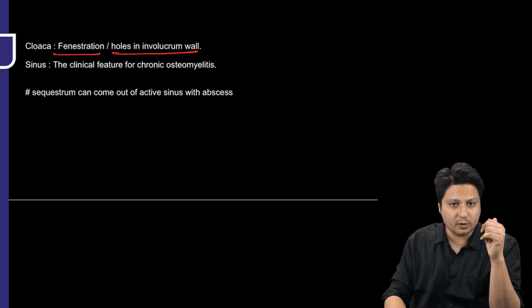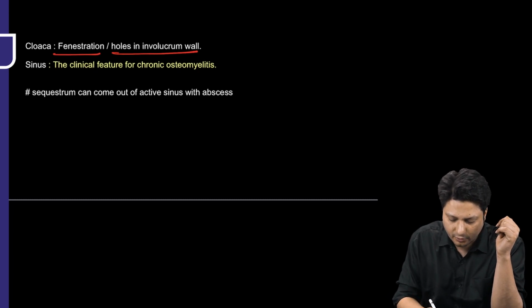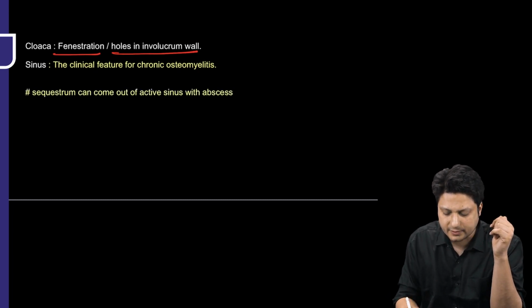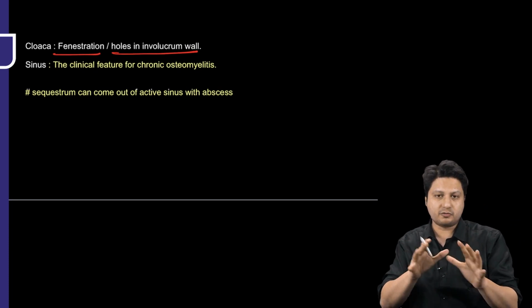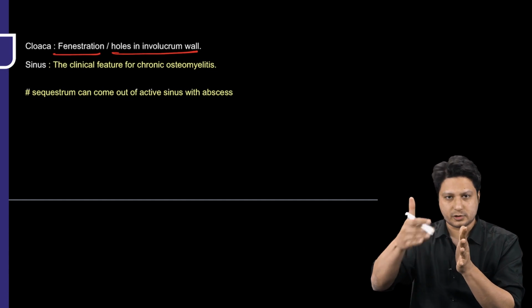So what is being written over here is that the sinus is a clinical feature for chronic osteomyelitis, and sequestrum can come out of the active sinus along with the abscesses. So these are the pathophysiological features of chronic osteomyelitis.